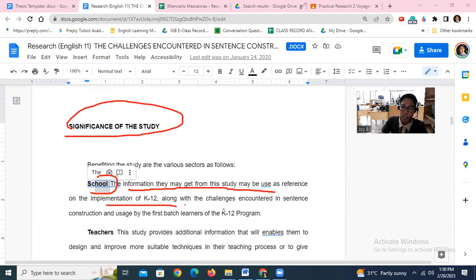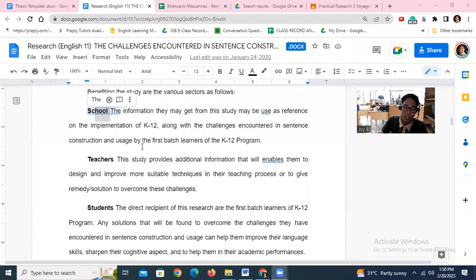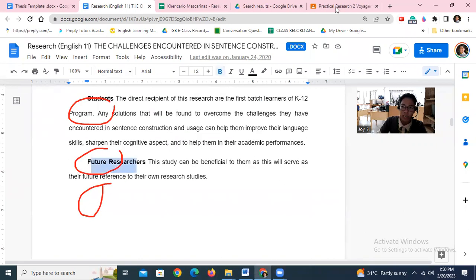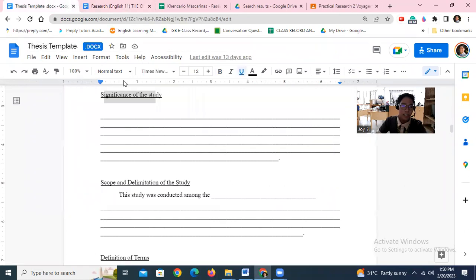If ever, dako naman tayo sa teachers, ano ba ang importansya nito if ever it will be used for teachers? So you can say, this study provides additional information that will enable them to design, so on and so forth. So again, the main concept here is you need to tell us what's the significance of the study if we're talking about the school, the teachers, the students, and also the future researchers. Okay, nakuha? Okay, that's nice.